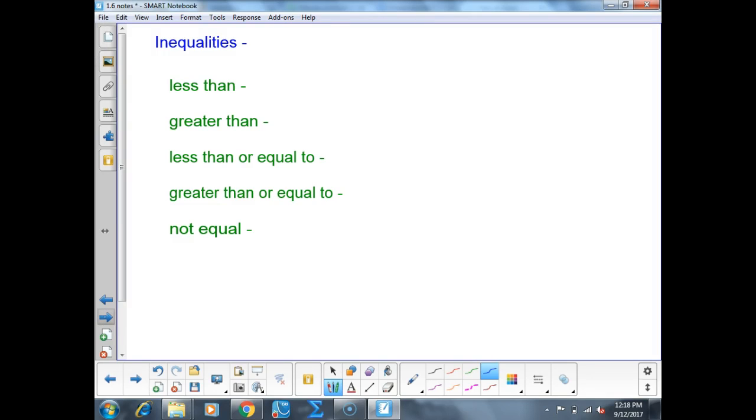Okay? So, less than is that symbol. Greater than is that symbol. Less than or equal to. Greater than or equal to. And then the other one that we have is not equal, which is an equal sign with a slash. I don't really care which direction your slash is going, but it just has a slash. You've seen those all before. Probably don't need to write those down, but if you want to write them down, that's fine.